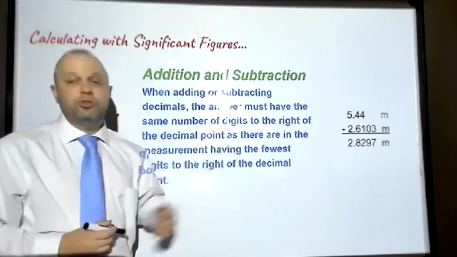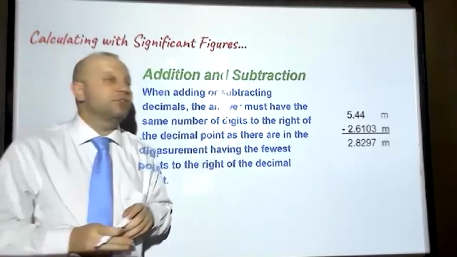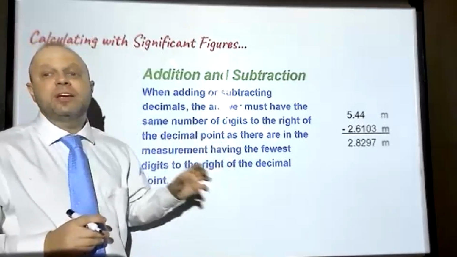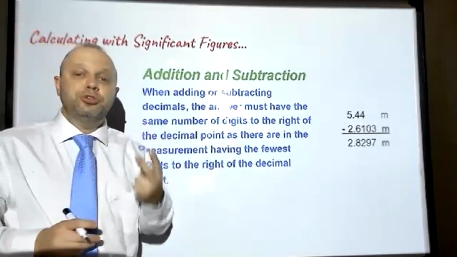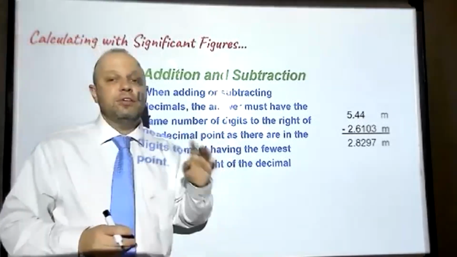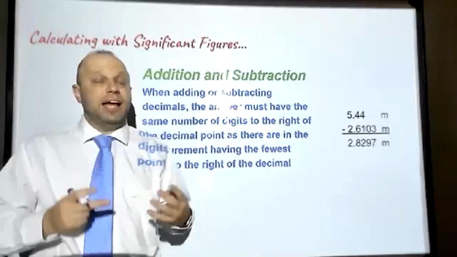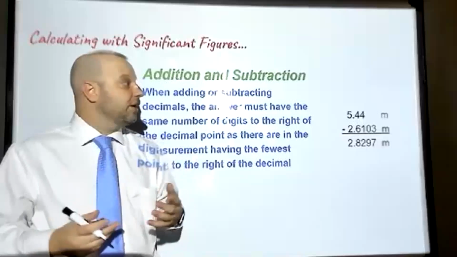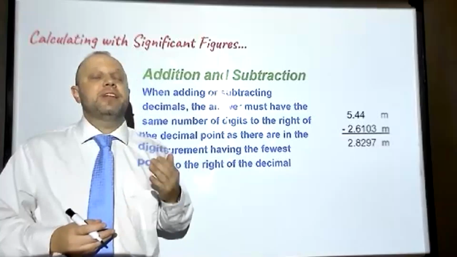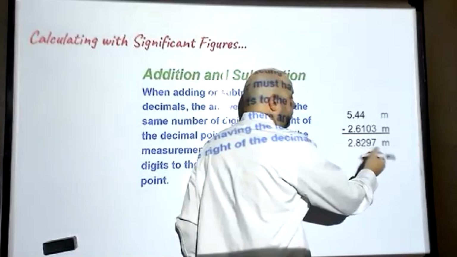So if you look at the two numbers that I have there, I have 5.44. Now, I'm not talking about significant figures here. We're talking about decimal places. So 5.44 has 2 decimal places. The number 2.6103 has 4 decimal places. So we have 2 choices, 2 or 4. Which one is less? Obviously the 2 is less. So that means our answer can only have as many decimal places as the number that had the fewest. In this case, we can only keep 2 of these decimal places.